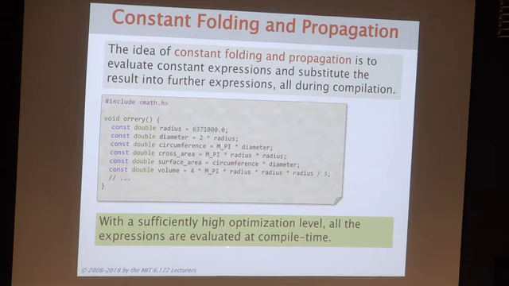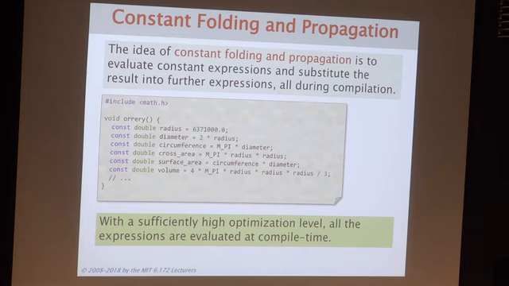Now the diameter is just twice this radius. The circumference is just pi times the diameter. Cross area is pi times the radius squared. Surface area is circumference times the diameter. And finally, volume is 4 times pi times the radius cubed divided by 3. So you can actually evaluate all of these to constants at compile time. So with a sufficiently high level of optimization, the compiler will actually evaluate all of these things at compile time. And that's the idea of constant folding and propagation.